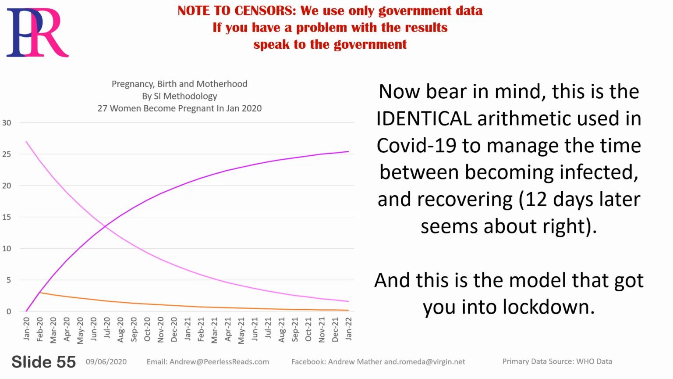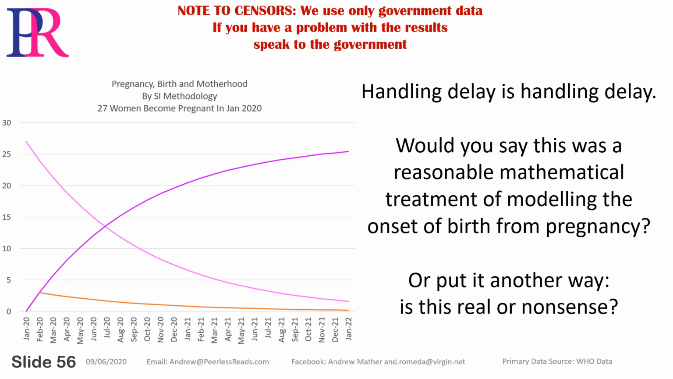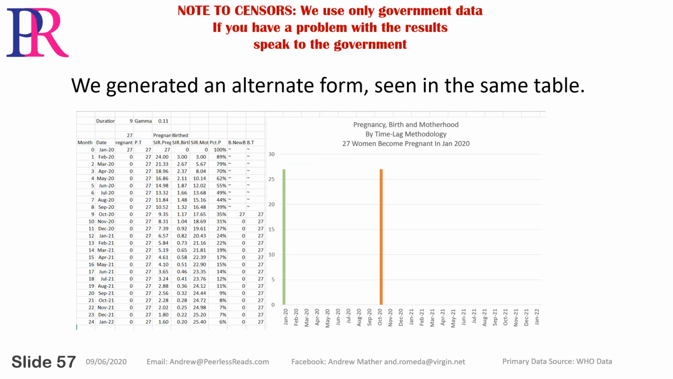Oh boy. Now bear in mind, this is the identical arithmetic used in Covid-19 to manage the time between becoming infected and recovering. 12 days later seems about right. And this is the model that got you into lockdown. Handling delay is handling delay. Would you say this was a reasonable mathematical treatment of modelling the onset of birth from pregnancy? Or put it another way, is this real or nonsense? We generated an alternate form, seen in the same table.